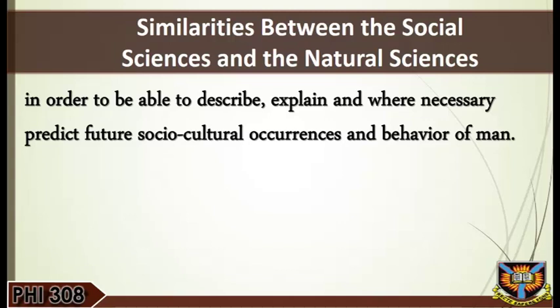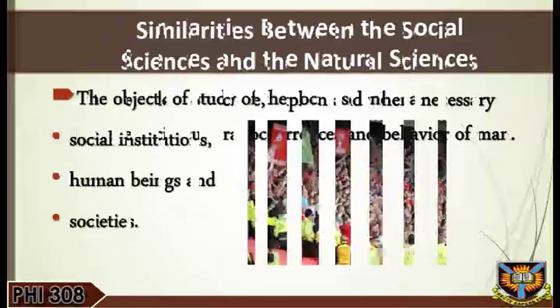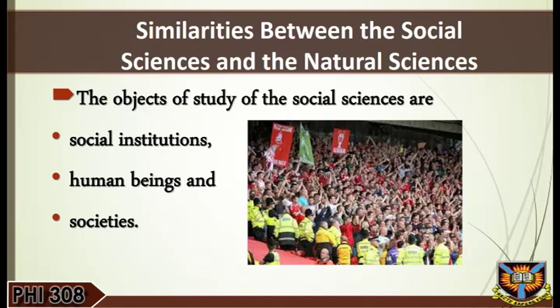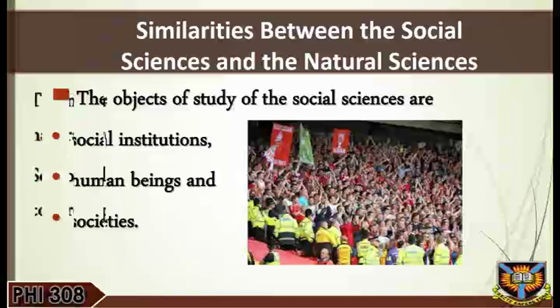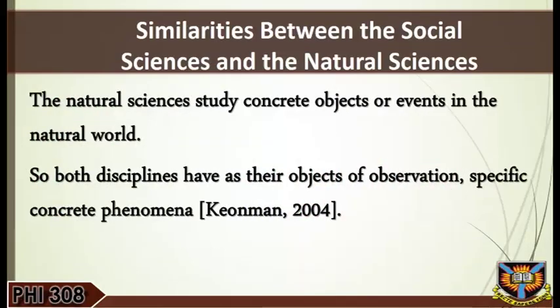Again, both disciplines have in focus concrete objects of study and not just some abstract, metaphysical, or rarefied entities. The objects of study of the social sciences are social institutions, human beings, and societies. The natural sciences study concrete objects or events in the natural world. So both disciplines have as their objects of observation specific concrete phenomena.